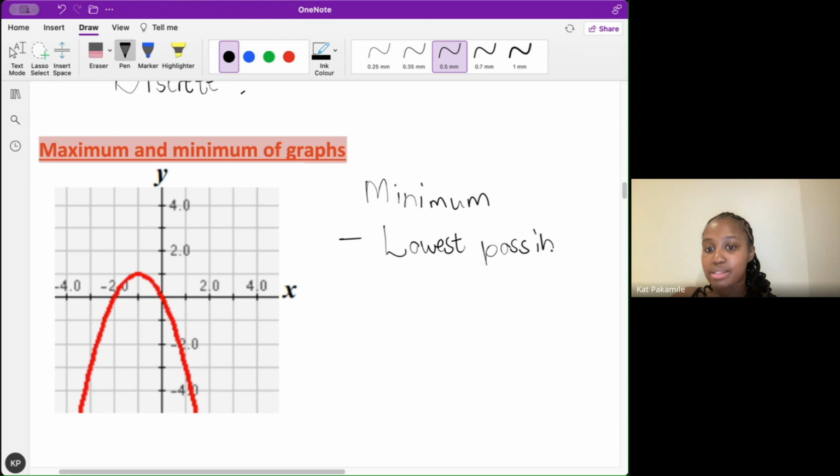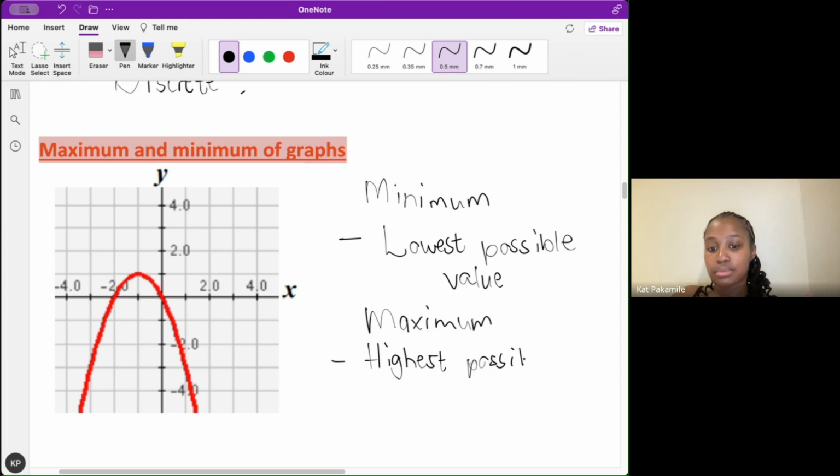And then what does maximum mean then? If it means the least, nice. Maximum means the most, which is the highest possible value. Great. Now we have graphs that only have a minimum or only have a maximum, but we also have graphs that have both. Okay, now let's talk about this graph that I'm looking at here.